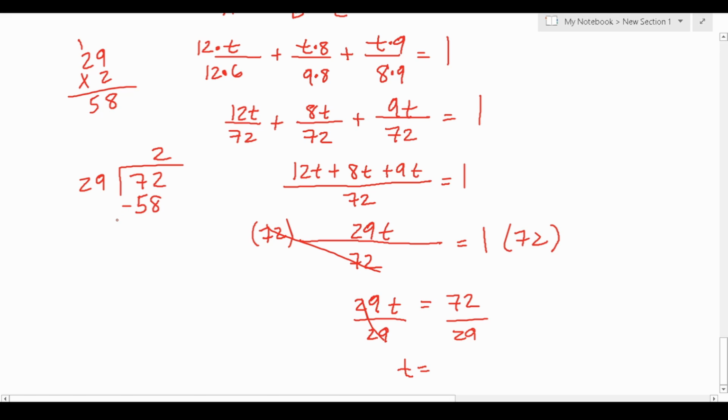Let's subtract. 2 minus 8 we can't do. We're going to have to borrow. This is going to become 6, whereas this is going to become 12. 8, 9, 10, 11, 12. 12 minus 8 is 4. 6 minus 5 is 1.